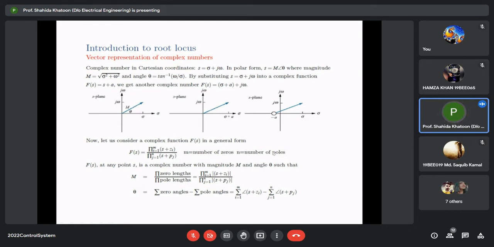So F(s) at any point s is a complex number with magnitude M and angle theta, such that M is the product of zero lengths upon the product of pole lengths. So basically it is the product over i from 1 to M of mod of (s plus zi) upon the product over j from 1 to N of mod of (s plus pj). And theta is the summation of zero angles minus the summation of pole angles, with a minus sign because poles appear in the denominator. If you substitute it in terms of angle form, it is the summation over i from 1 to M of angle of (s plus zi) minus the summation over j from 1 to N of angle of (s plus pj). I want you to write this in your notebook for better understanding before proceeding further.